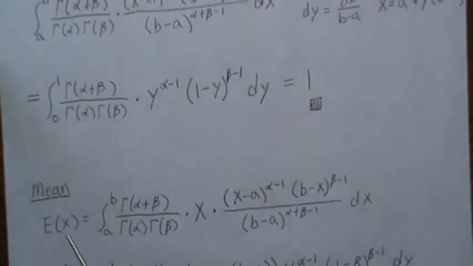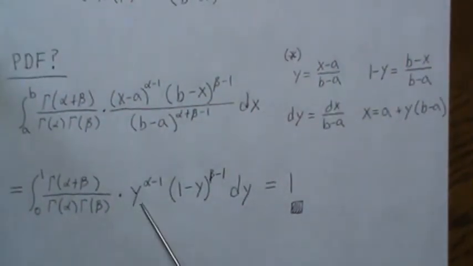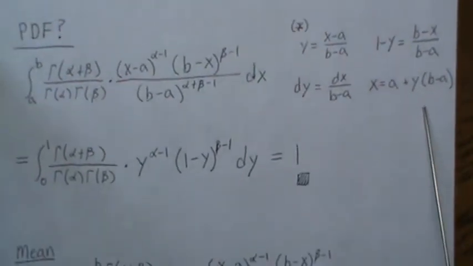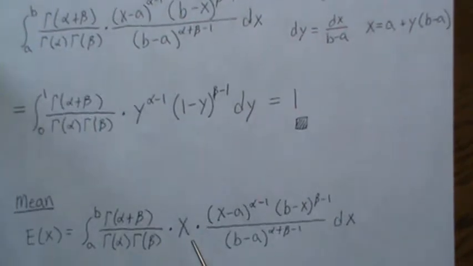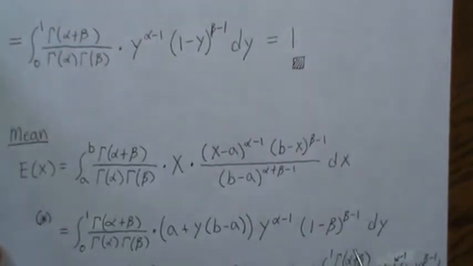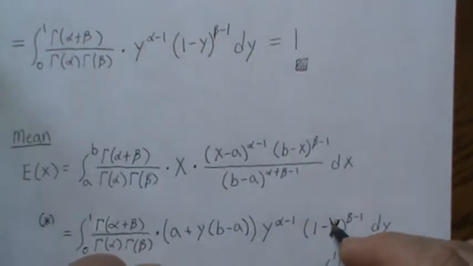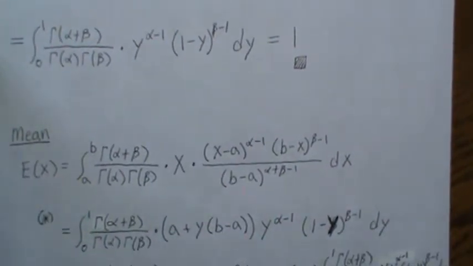So for the mean, what we do is we stick in an x value times the density, integrated over all possible values. Now this substitution we're going to pass back to this. So the y and the 1 minus y will be the same, but this x piece right here, a plus y times b minus a, we're going to have to plug in right here. And so when we look at this next step, that should be 1 minus y, not 1 minus beta. These end up being the same, but we have this extra piece here.